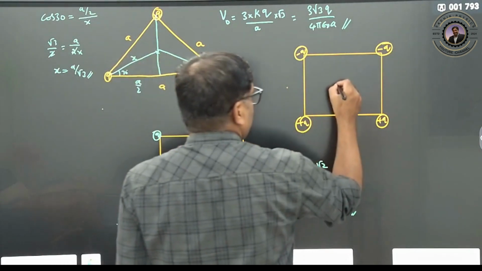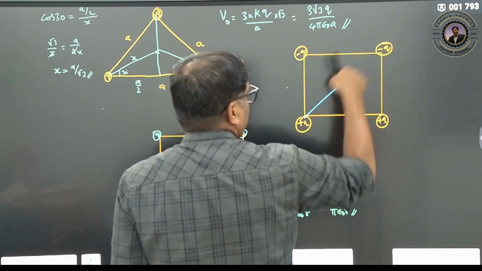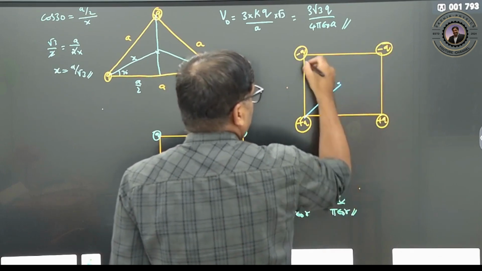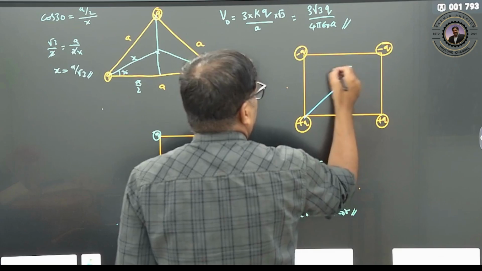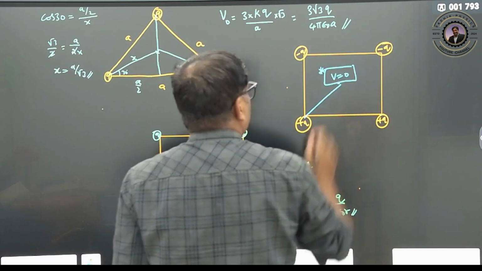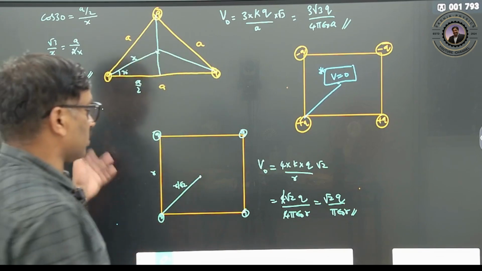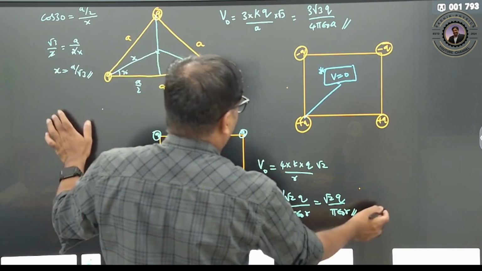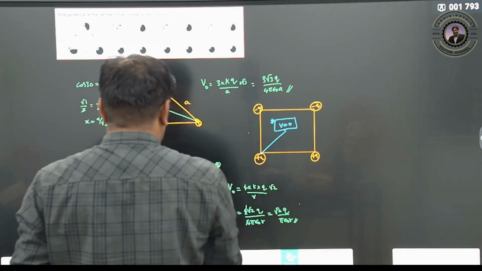Potential at the center: this is a positive charge at the same distance, a negative charge at the same distance, a negative charge at the same distance, a positive charge at the same distance. So these will get nullified. Potential at the center will be 0 here. You understand? Still you can calculate different other combinations, and also you can try these questions.